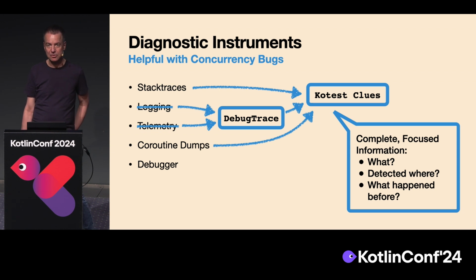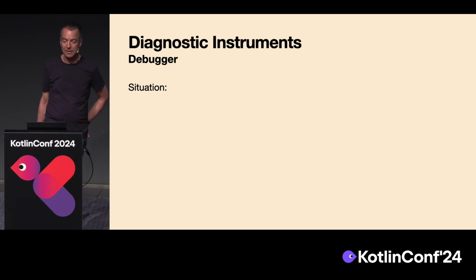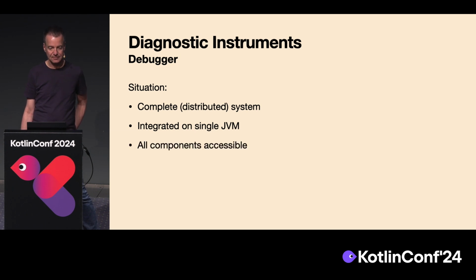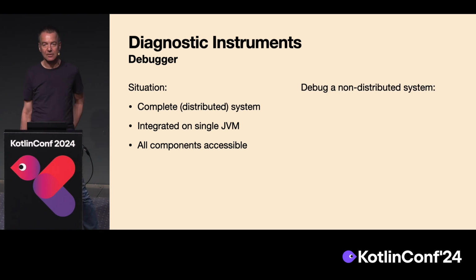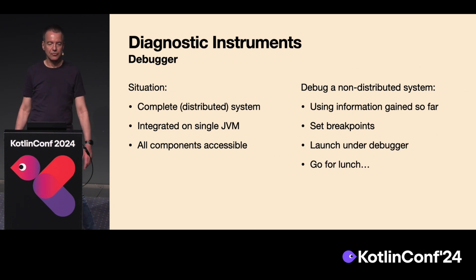And with this information, we could use a debugger to dig deeper. Remember, the situation is we have everything, the complete distributed system, on a single JVM, so we have access to all of its components. And we could just debug it like a non-distributed system. So we could use the information gained so far, set breakpoints, and then, since these are concurrency bugs, they might take a time to appear. So launch all this under the debugger, then go for lunch.